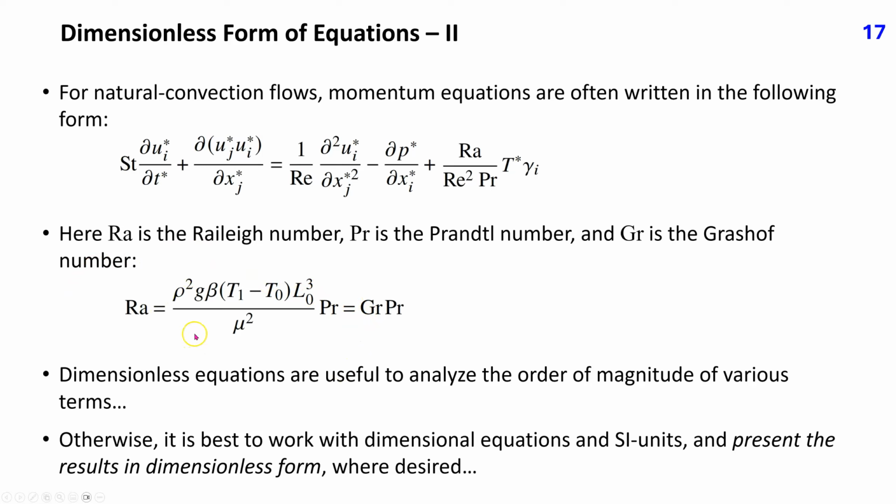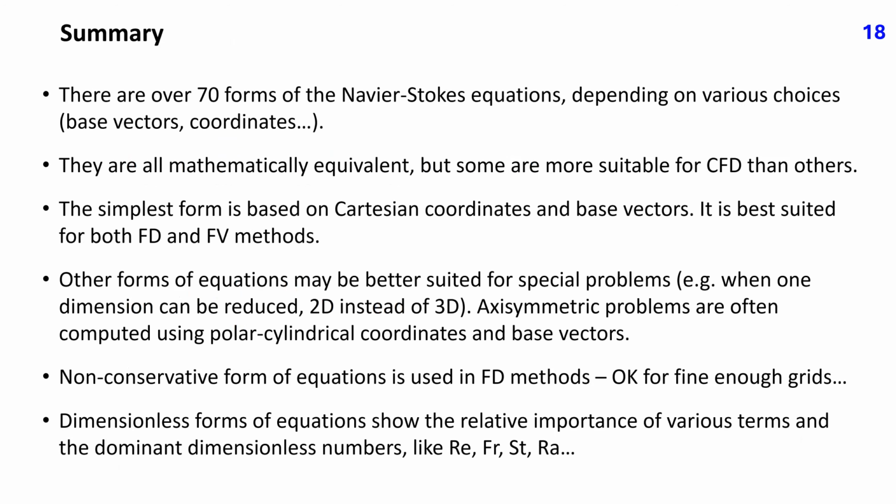The Rayleigh number depends on density ρ, gravity g, coefficient of volumetric expansion beta, temperature difference T1 minus T0, length scale L0, the dynamic viscosity mu, and the Prandtl number. And the Rayleigh number is equal to the product of Grashof and Prandtl numbers. Dimensionless equations are useful to analyze the order of magnitude of various terms. However, it is otherwise best to work with dimensional equations in SI units and present the results in dimensionless form where desired. Let me briefly summarize this lecture.